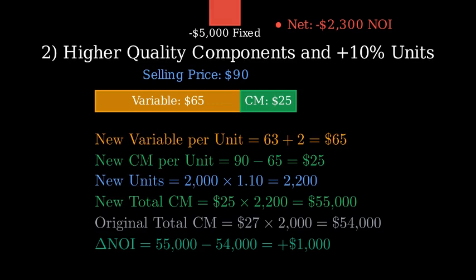Next, update volume. 2,000 units increase by 10% to 2,200 units. Compute new total contribution margin. $25 times 2,200 equals $55,000. Original total contribution margin was $27 times 2,000, or $54,000. Therefore, net operating income increases by $1,000 per month because fixed expenses are unchanged.